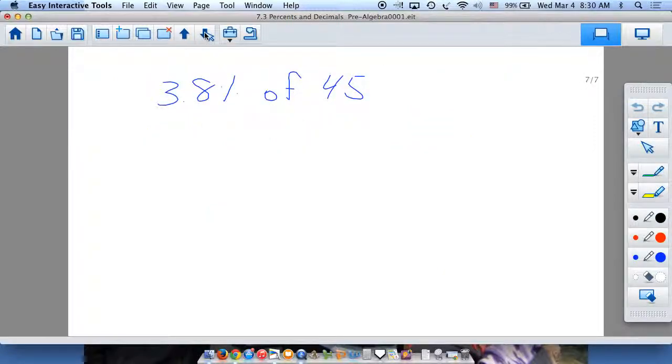You guys give this one a try. This time it's 3 8/10%, there's a decimal there, of 45. 3 8/10% of 45.